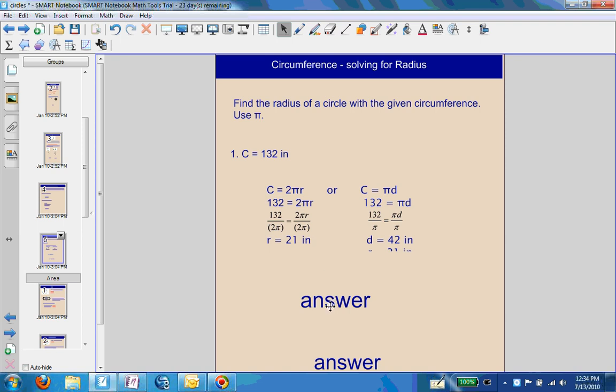If you would prefer to work with pi d as your formula, then you would just divide both sides by pi to get diameter by itself. Diameter equals 42. And then to get the radius by itself, or find the radius, you would have to divide the diameter by 2, because we know that radius is half of diameter.